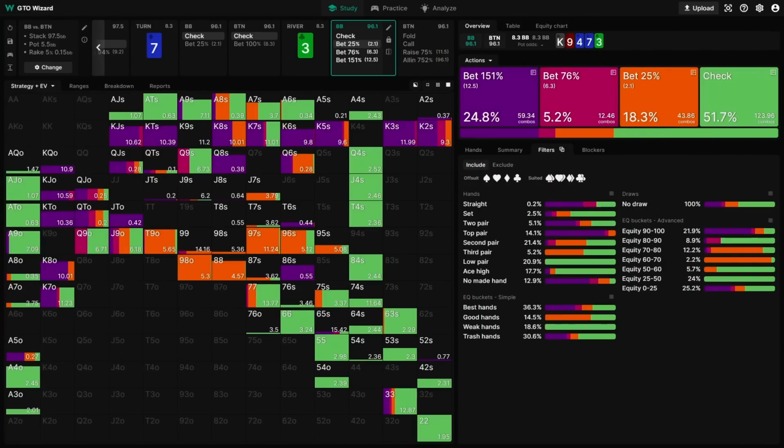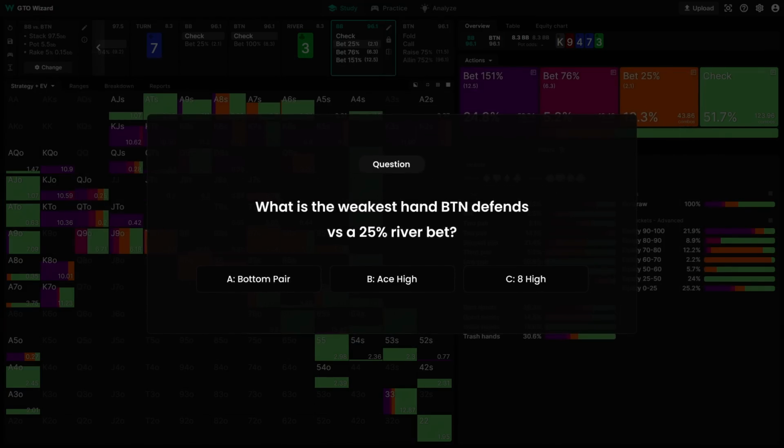So let's go back to this situation where we are button versus big blind, single raise pot. But now we're going to look at what happens when we face a quarter pot bet. What do you think is the weakest defend against this bet? And notice I said defend and not call. So I'm counting bluff raises, value raises, calls, everything. Do you think it's bottom pair, 3 in this case? Do you think it's ace high? Do you think it's 8 high?